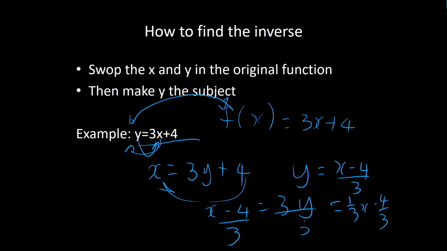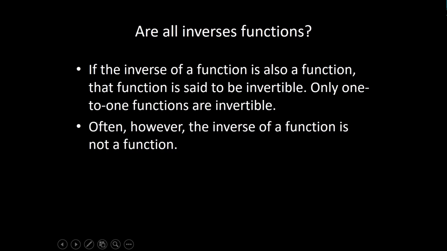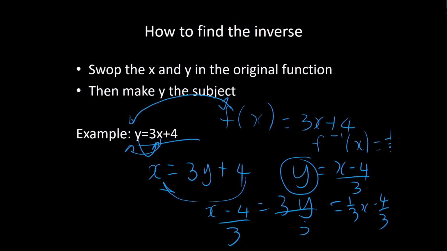Once you've found the inverse function, sometimes we might say write it in functional notation. Then you won't write y here. You will say f inverse of x is equal to a third x minus 4 over 3. All right. So it's quite a simple procedure in order to find the function. Swap x and y and then make y the subject of the formula.